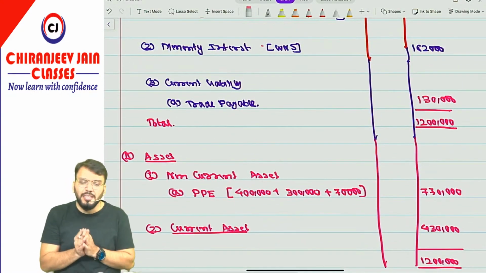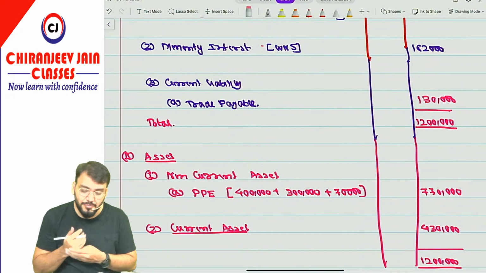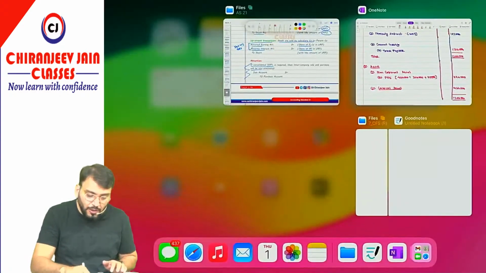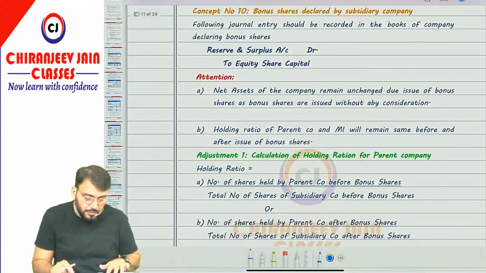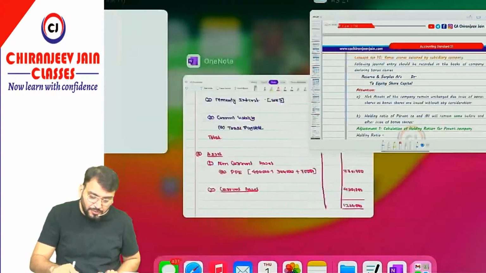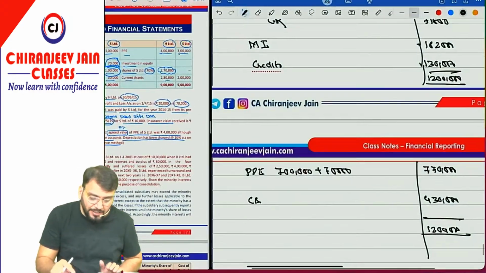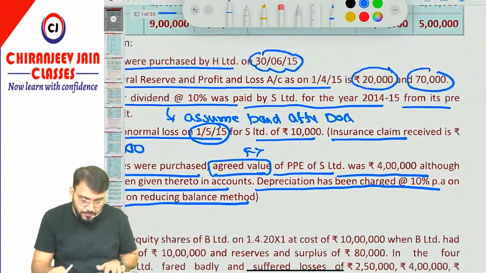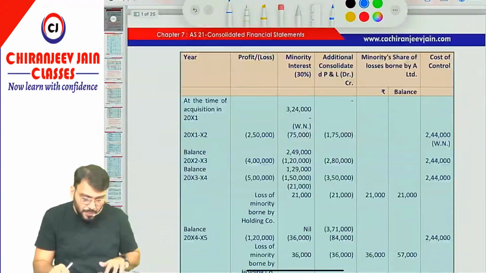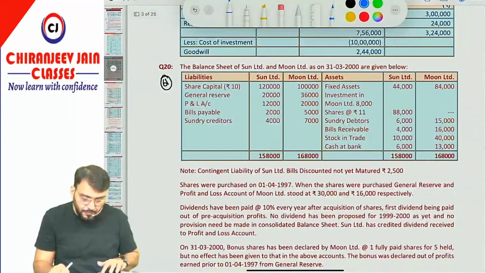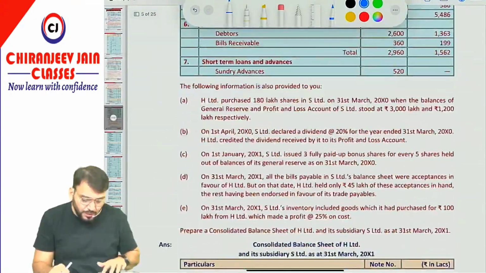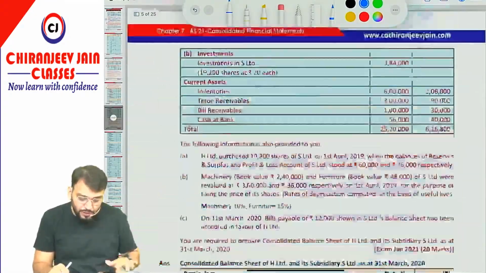So one question we have done. We have done up to concept number 9. But we would like to take some more questions. Let's do one or two more questions for practice. Can we take some more questions? Bonus shares we have not done yet, so let me take some questions without bonus shares.